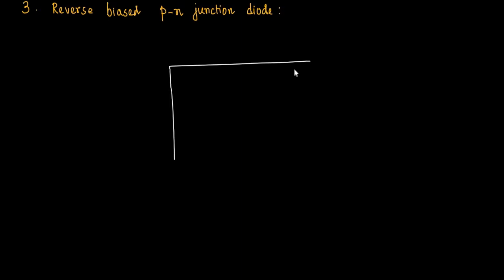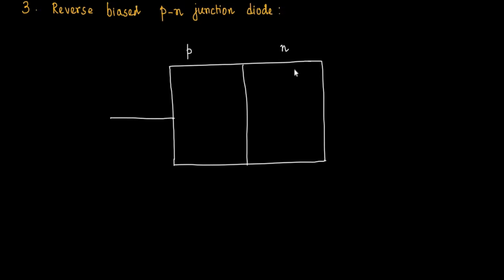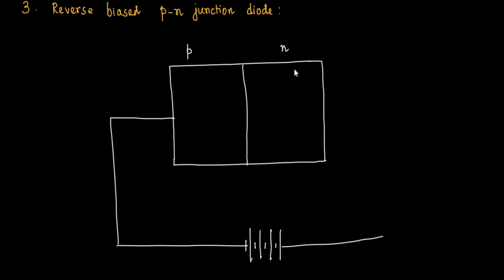We can draw a p-n junction diode. A P-type semiconductor is placed in contact with an n-type semiconductor, and in this case the p-type semiconductor is connected to the negative terminal of the battery, and the EMF of the battery will be much stronger than that of the battery in forward bias. In this case V is the EMF of the external battery.